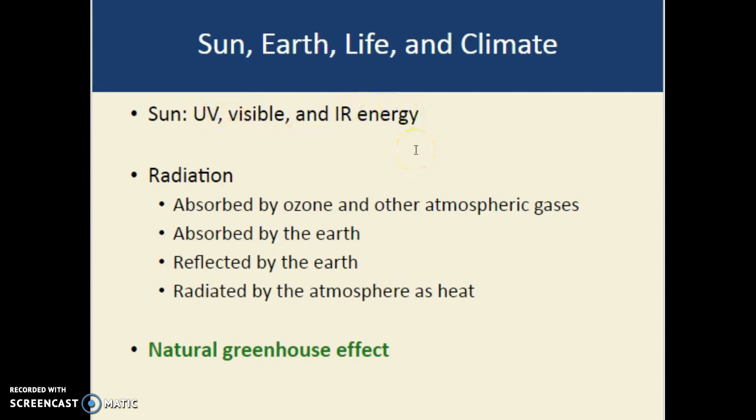Radiation is absorbed by the ozone and other atmospheric gases. That's great because radiation can break our DNA and give us things like skin cancer. Radiation is absorbed by the Earth, mostly in land places, reflected by the Earth, mostly in water, but some land-based ecosystems can reflect radiation. And certainly buildings and glass and things along those lines can reflect radiation. And then radiation is radiated by the atmosphere as heat. That sounds a little redundant, but we release radiation as heat. So there is a natural greenhouse effect, which is a really good thing because it keeps heat close to the Earth and gives us the temperature to support life on Earth.